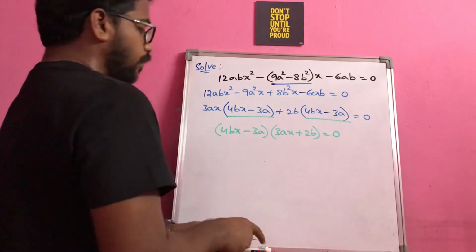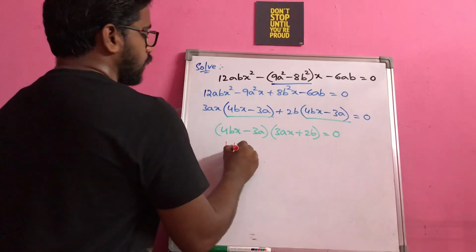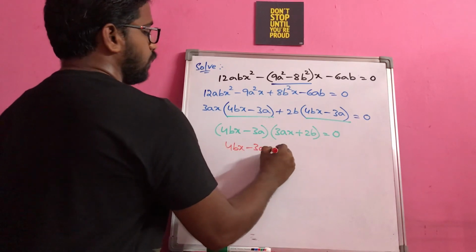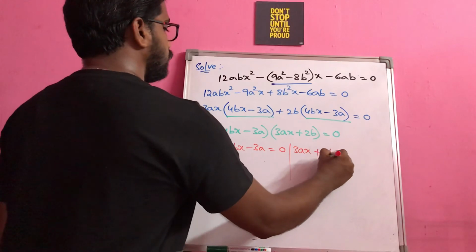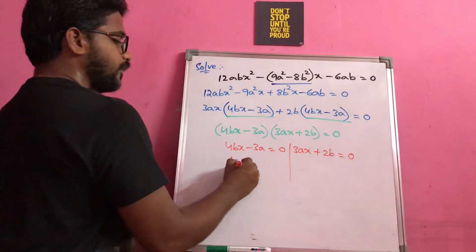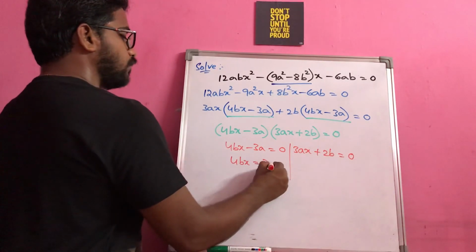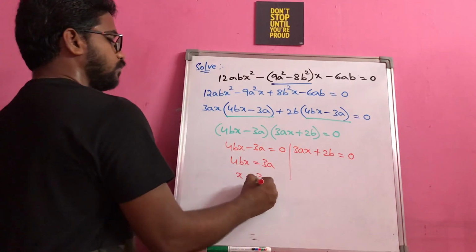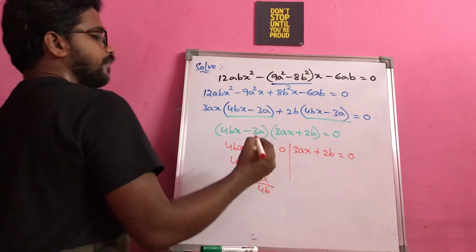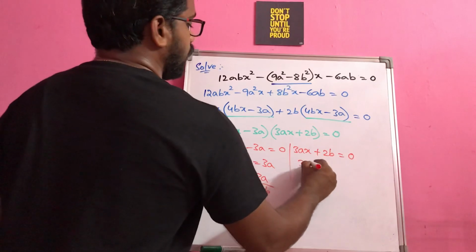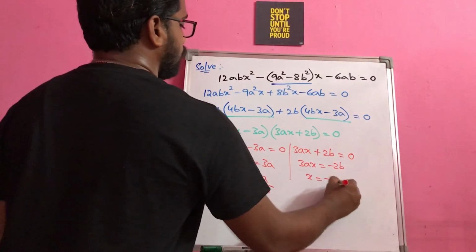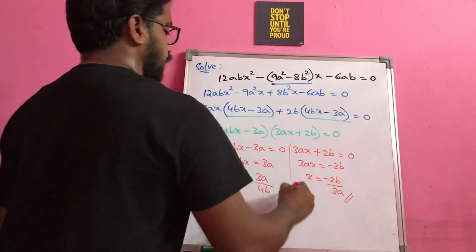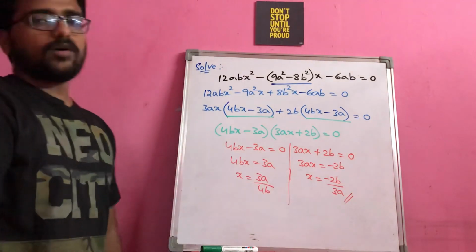So again, product of 2 terms is equal to 0. That means either of the terms is equal to 0. Simplifying further, 4bx is equal to 3a, x is equal to 3a by 4b. Similarly, from this 3ax is equal to minus 2b, x is equal to minus 2b by 3a. See how simply you got the factors.